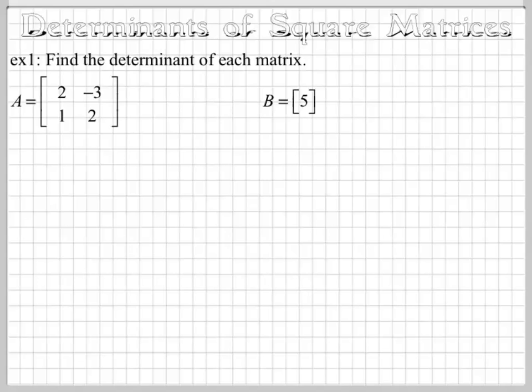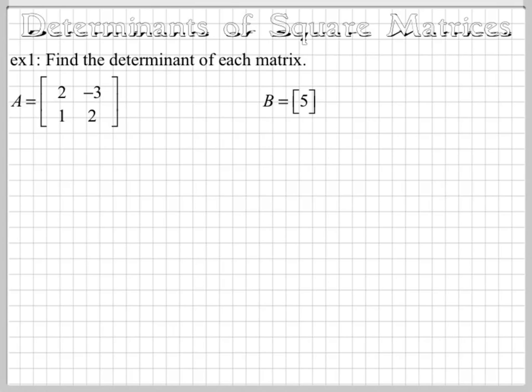Today we look at determinants. We're only going to look at finding determinants of square matrices. So, first, let's start off with a 2 by 2. It's a square matrix because we have an equal number of rows to columns. The number of rows is equal to columns. Okay, so this is how we do it.